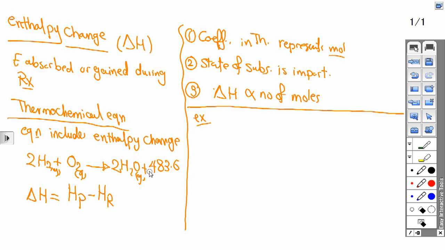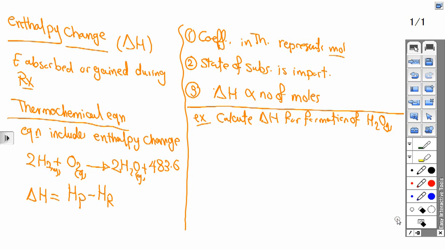Example: calculate delta H for the formation of H2O gas. We said that the physical state is very important. What does formation mean? Water is formed. Formed from what? From its elements. So delta H of formation means when the substance is formed from its elements.